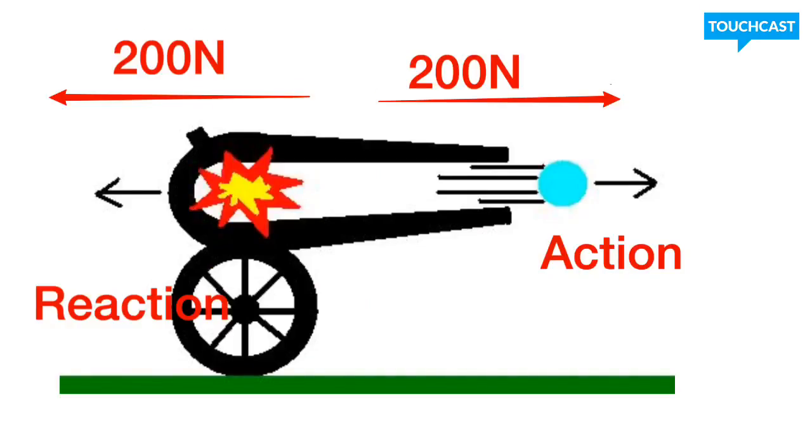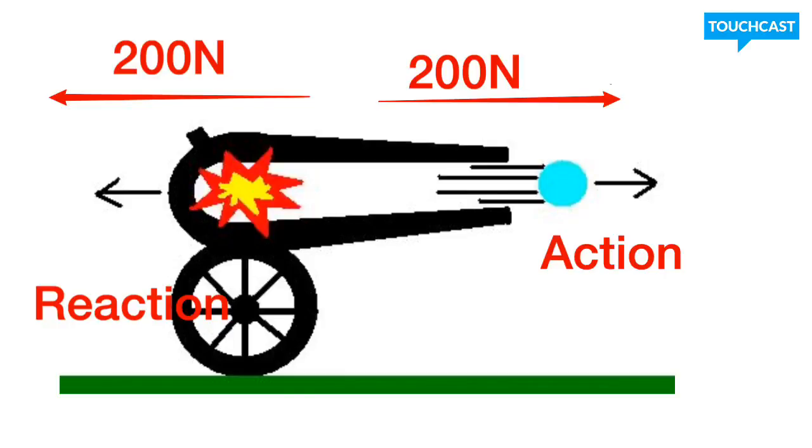Alright, in this example we're using basically a cannon. Whenever the cannon goes off, the gunpowder explodes and it puts a force on two objects. The first one is going to be our action force pushing the cannonball out. Now, however much force got put into the cannonball will basically push back on the cannon, causing the cannon to go backwards.